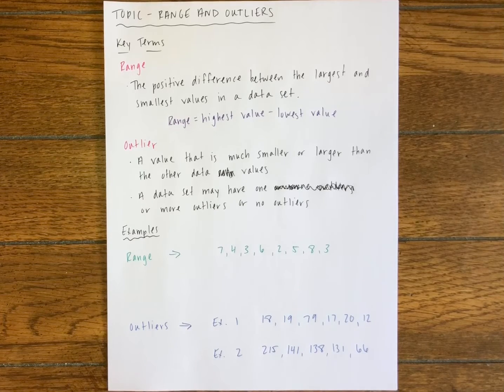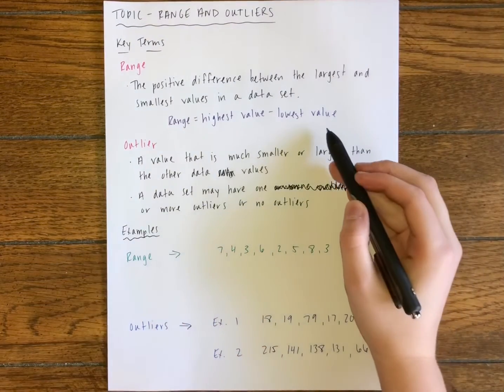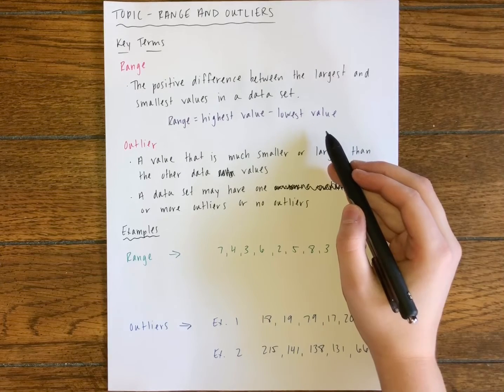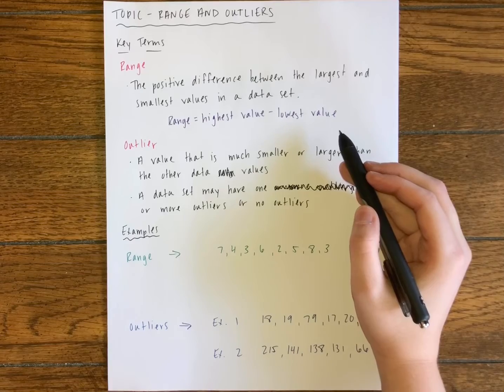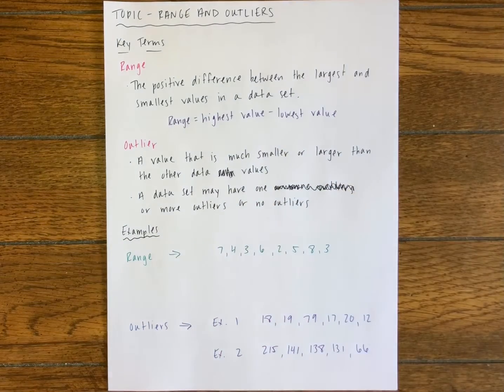The next topic we're going to take a look at in statistics is range and outliers. Range is the positive difference between the largest and smallest values in a data set. All you have to do is use this formula, which is range is equal to highest value subtract the lowest value. Range provides information about the spread of data.